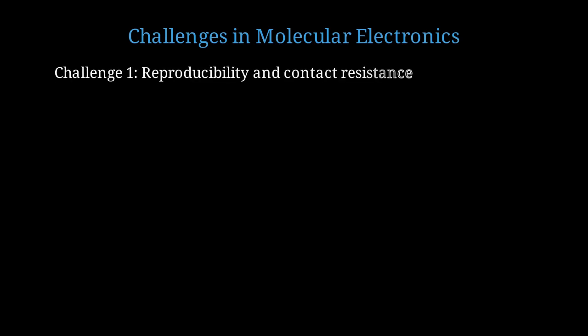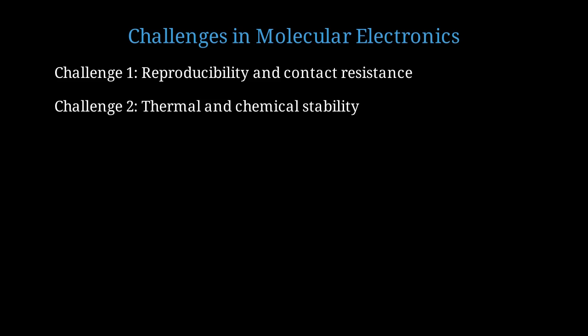Challenge 1 is reproducibility. The metal-molecule contact is often the main source of resistance and variability. Achieving consistent, well-defined contacts remains difficult. Challenge 2 is stability. Many molecular junctions are fragile and degrade quickly under ambient conditions or at elevated temperatures. This limits practical applications. Challenge 3 is integration. How do we connect billions of molecular devices together like we do with silicon transistors?